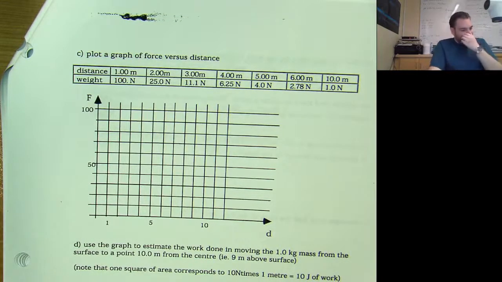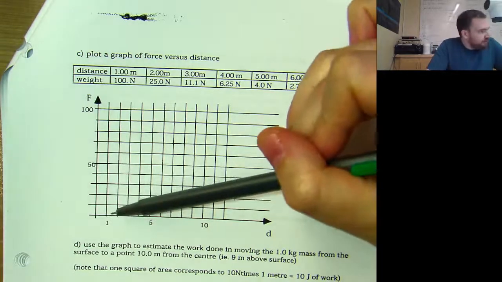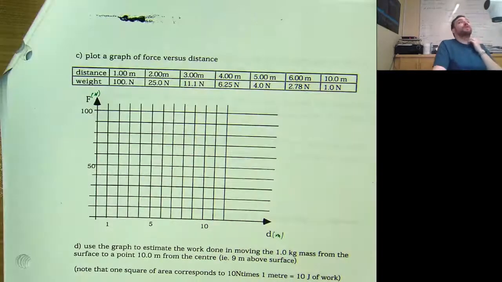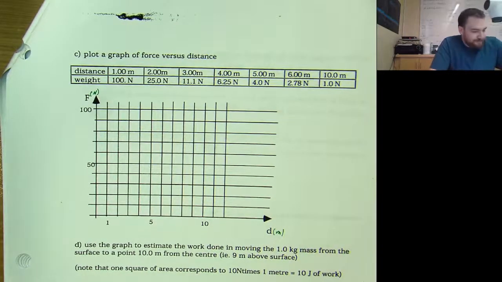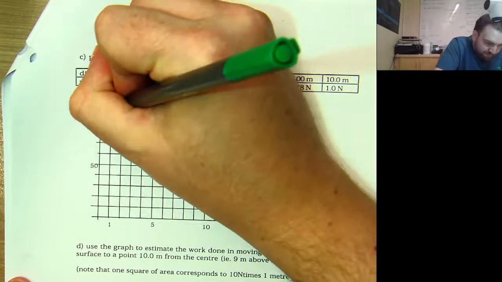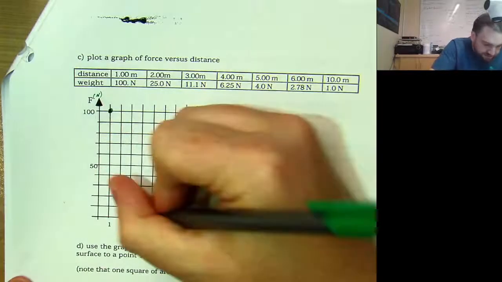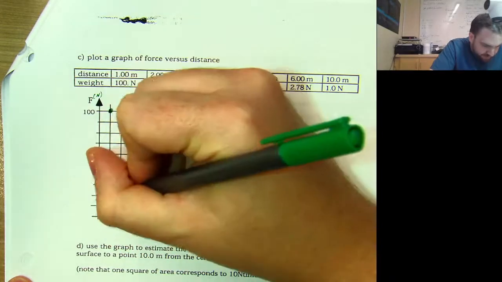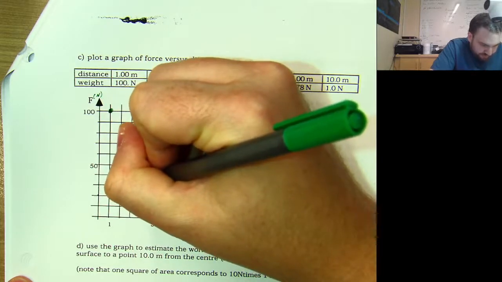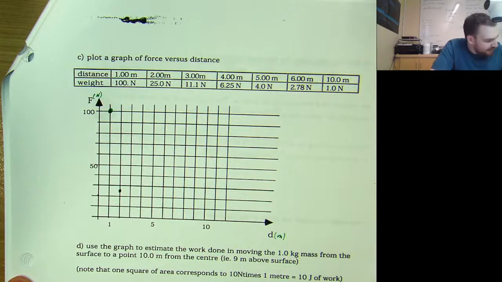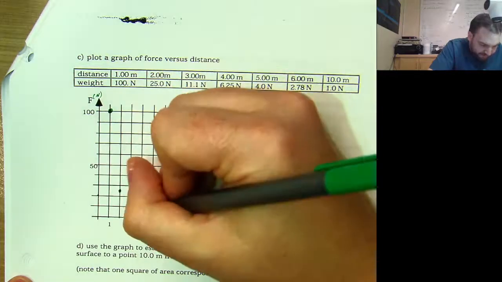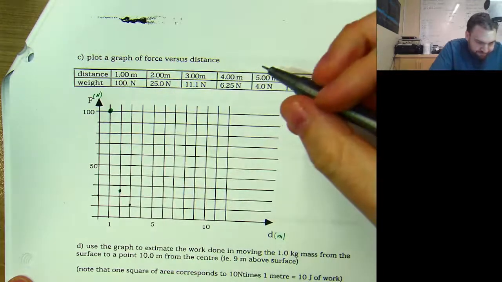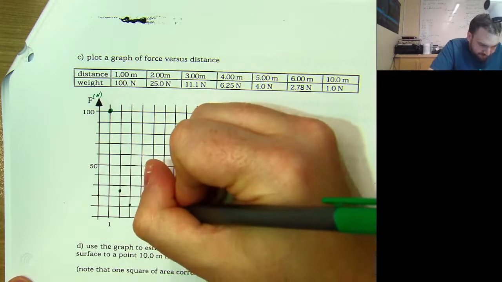Okay, so here we go. At 1 meter, this distance is measured in meters. This force is measured in newtons. So we have a force distance graph. At 1 meter, 100 newtons. 2 meters, 25 newtons. So this thing's dropped off fairly aggressively. So here we are down at 25. At 3, we're at 11.1. So it's going to be like right there. At 4, we're at 6.25.